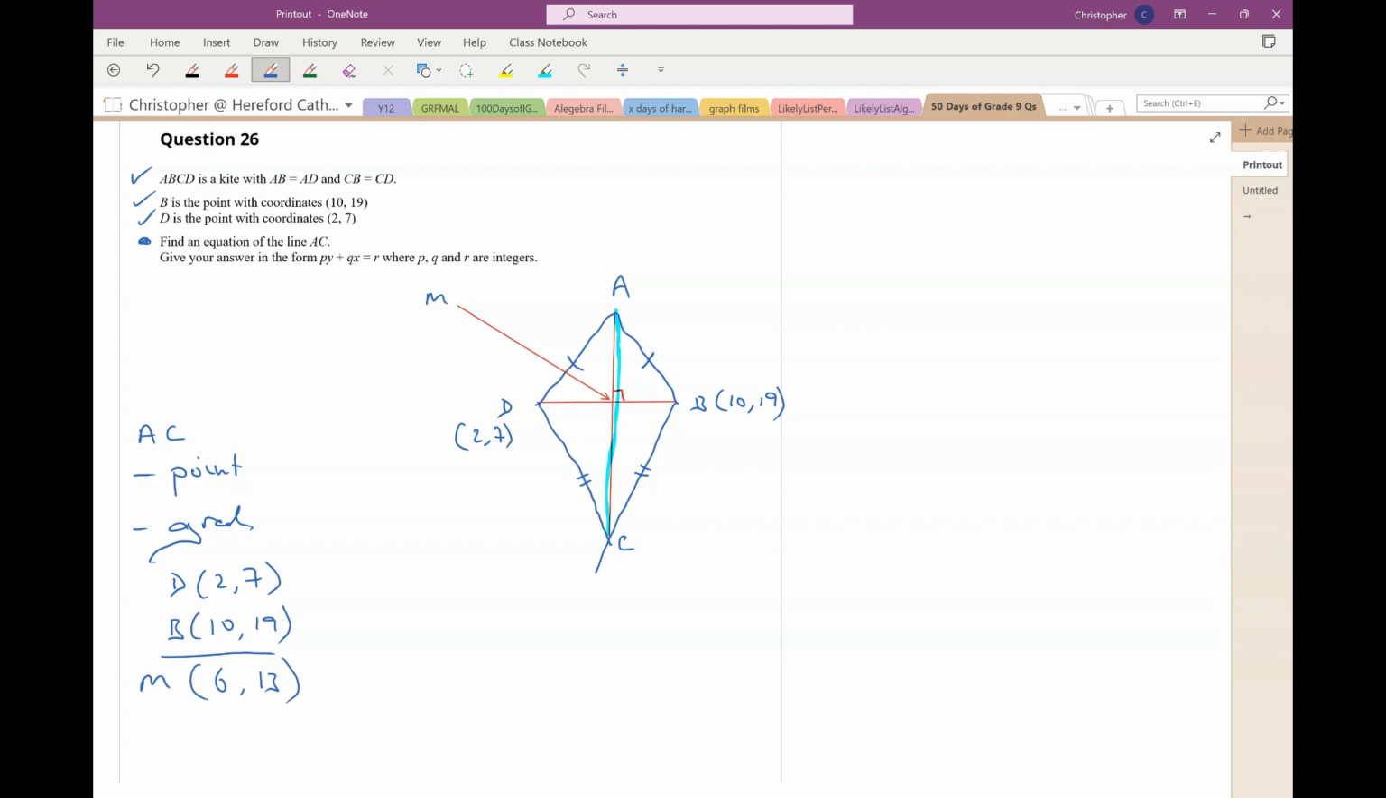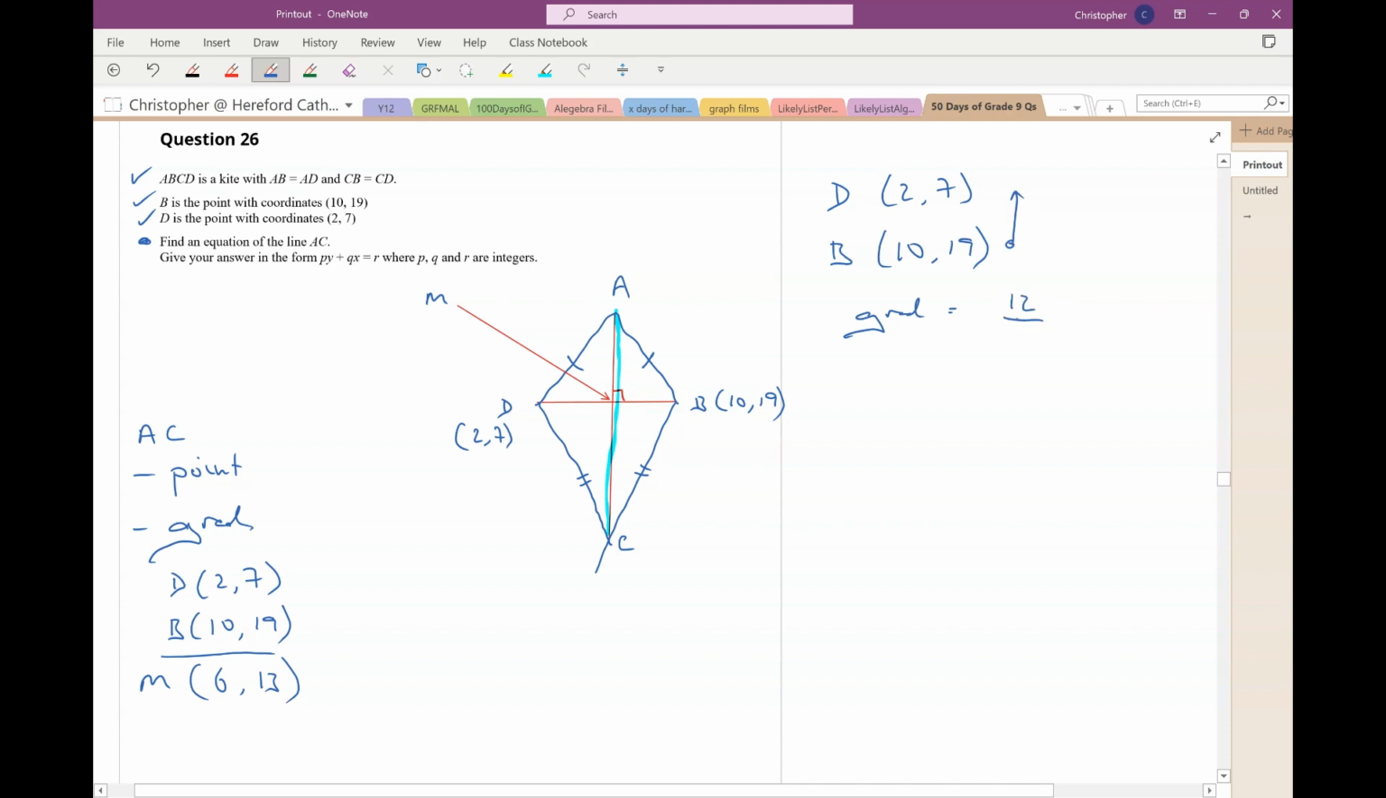Well, I know that AC is perpendicular to the line DB. So here's D, and here's B. If I can find the gradient of that, then I can find the gradient of AC since it's perpendicular. So the gradient is, y coordinates first, 19 minus 7 is 12, and 10 minus 2 is 8. So that's 3 over 2. So the gradient of AC is the negative reciprocal of that, minus 2/3.